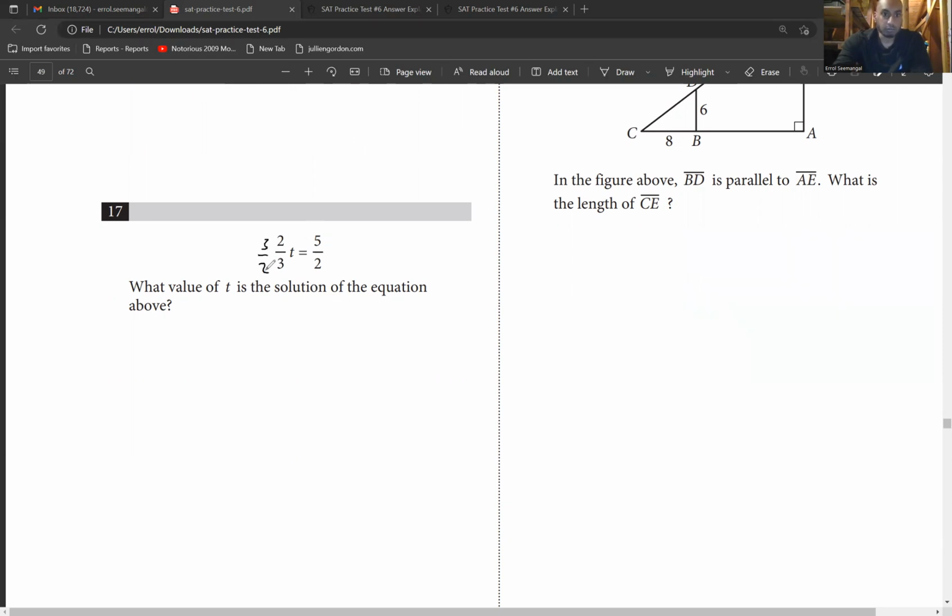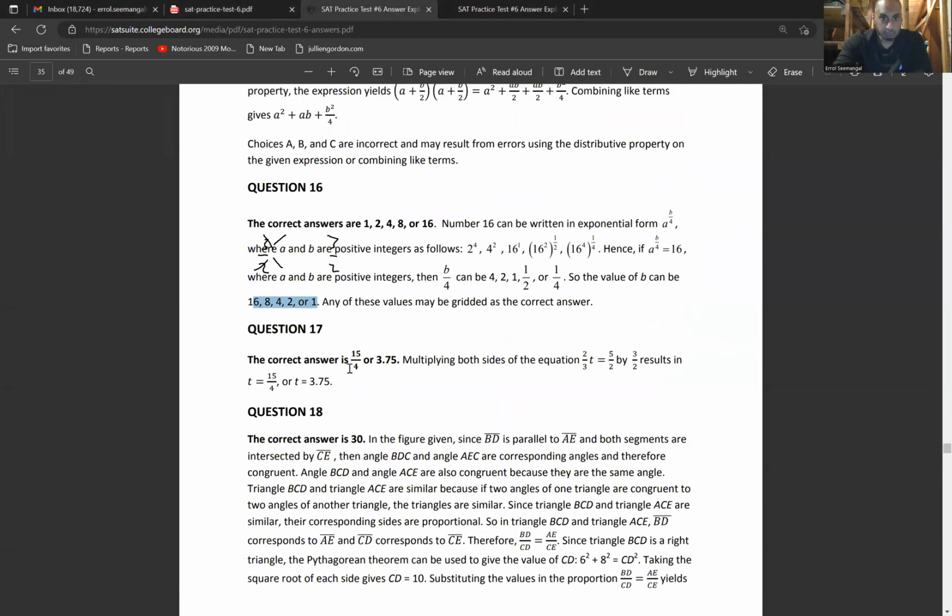3 over 2, cancel, cancel, cancel, cancel. 3 over 2, 15 over 4. Yeah. What is that? That's 17. 15 over 4. Yeah. Okay, good.